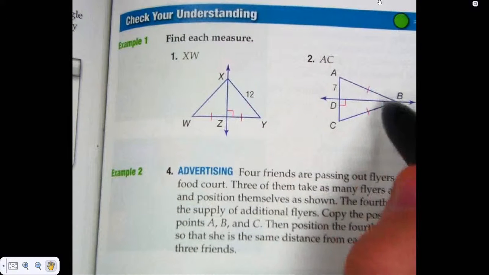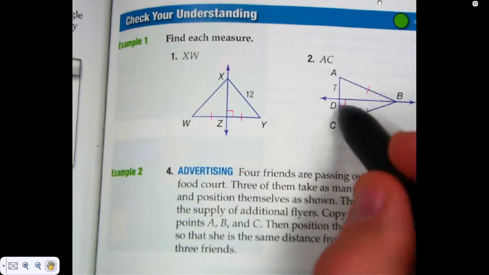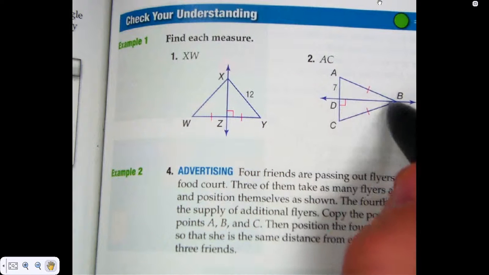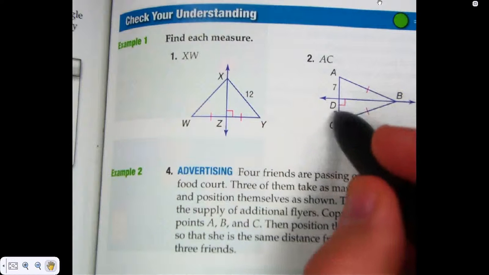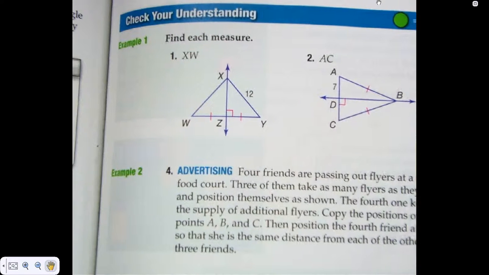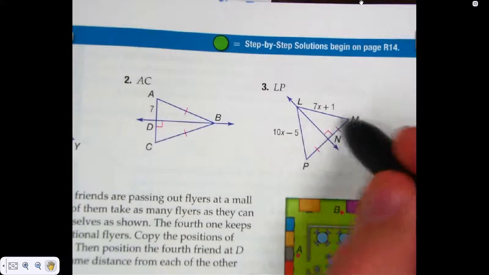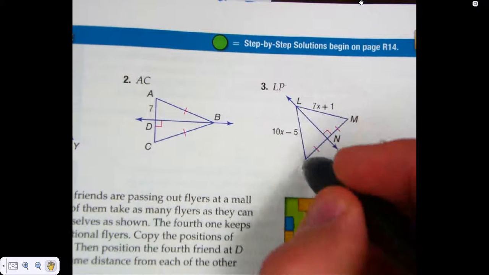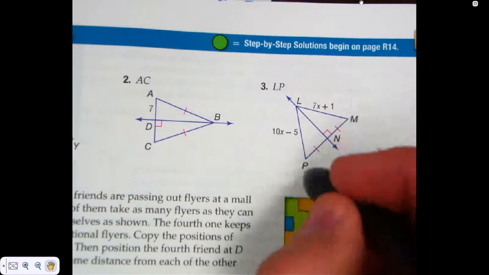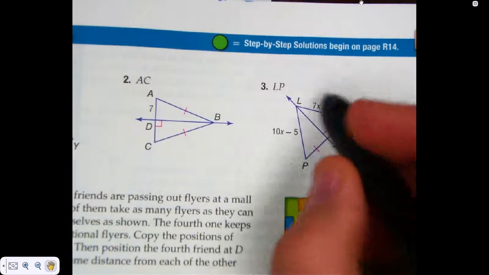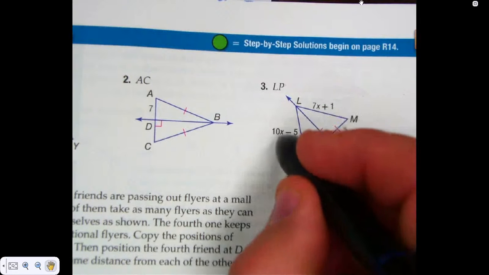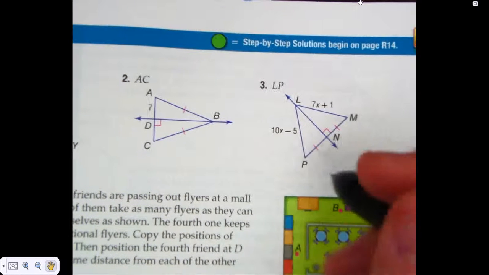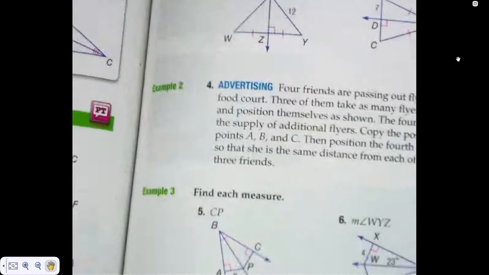This is a perpendicular bisector, right? So you know that's congruent to that. So wouldn't this have to be the same, if they come from the same spot? This is 7, what's this? 7. What about this one? 14. If this is a perpendicular bisector, we know it's equidistant from the vertexes, right? So 7x plus 1 equals 10x minus 5. Right?